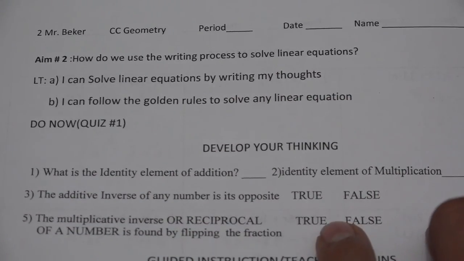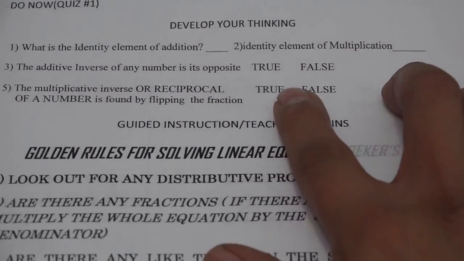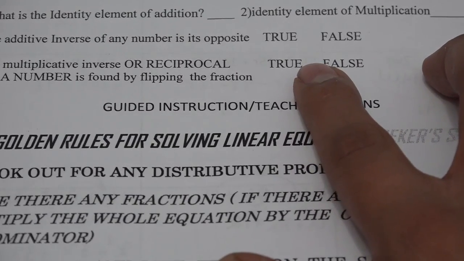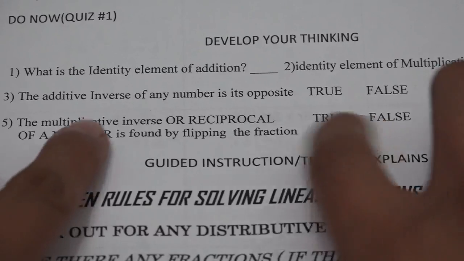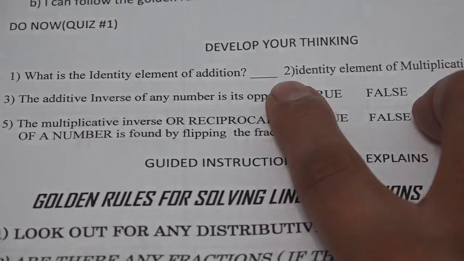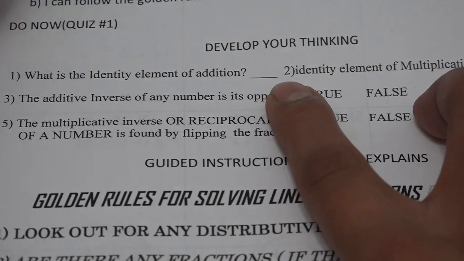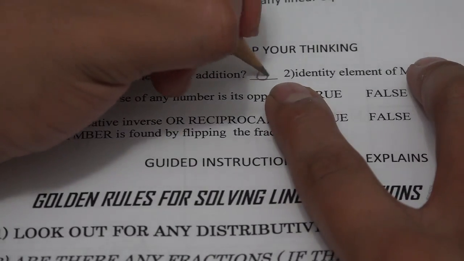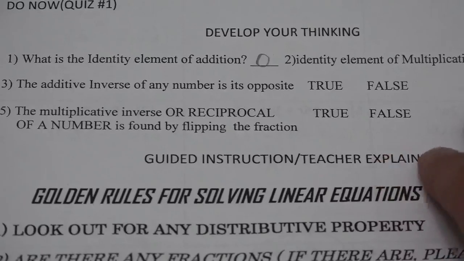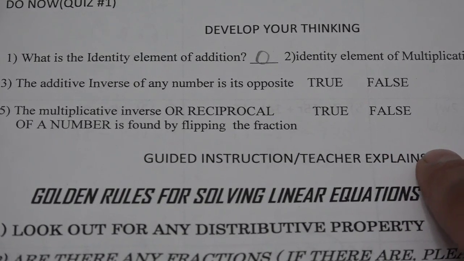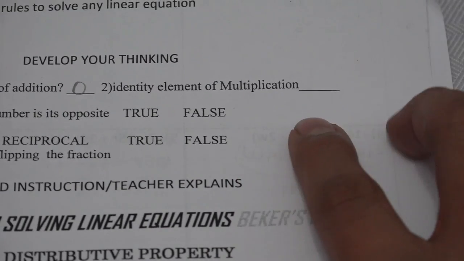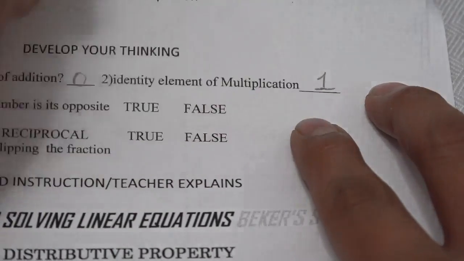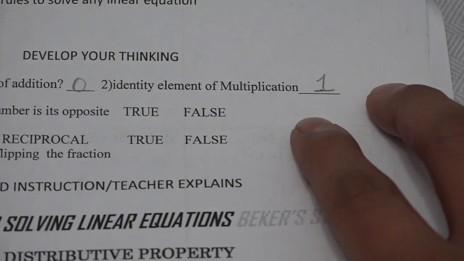So we are going to answer a couple of questions right here. The first one, okay, being, what is the identity element of addition? If you remember, I explained it on the last lesson. The identity element of addition is 0, because anything plus 0 is itself. Now let's try the second question. The identity element of multiplication is, right, you guessed it, 1, because anything times 1 is itself.